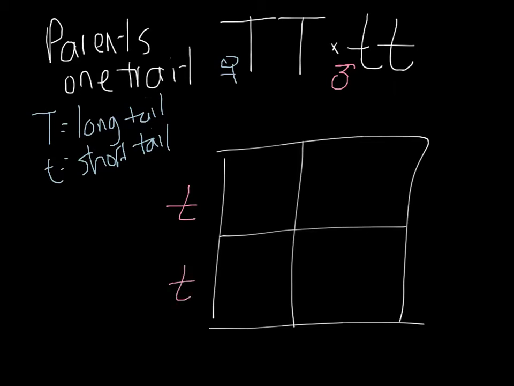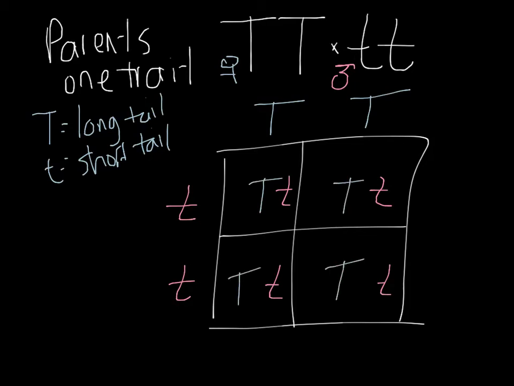So we can set up the possible traits and put them on the outside. On the outside, we'll put the parents, and then we'll fill in the inside. Go across and fill in. We'll find out that 100%, all 4 of the offspring, despite the father having little t, are going to have long tails. And all 4 of them are going to be heterozygotes with a big T and a little t. It's another example of a Punnett square.